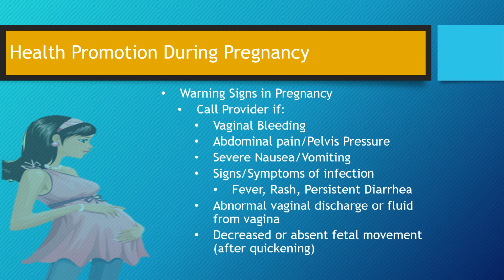And of course, you will always want to talk with your patients about warning signs that will require them to notify your office immediately, such as vaginal bleeding, abdominal pain, or pelvic pressure, nausea and vomiting for 24 hours in which they are unable to keep any fluid or food down, any sign of infection such as fever or a rash, any abnormal vaginal discharge, and any change in fetal activity after quickening.